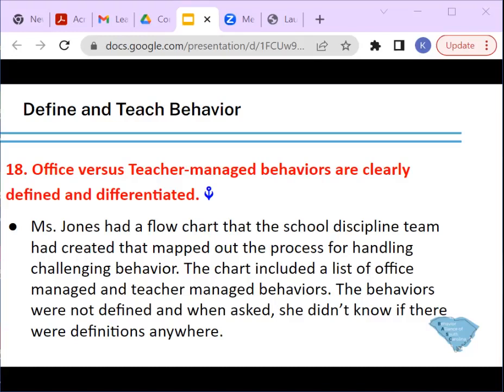So she had a flow chart in her room that the discipline team had created. This is the school-wide discipline team. And it mapped out a process for handling problem behavior. So when you see a challenging behavior, then what do you do? Is it teacher managed? Is it office managed? And that particular chart did list the behaviors that are teacher managed and office managed, but Ms. Jones could not really describe or define those behaviors, and didn't know where she would look to get more information about that. So that one got an in-place rating.